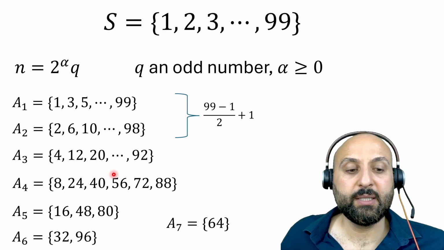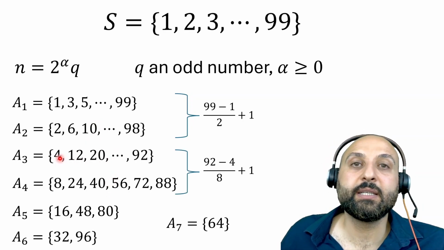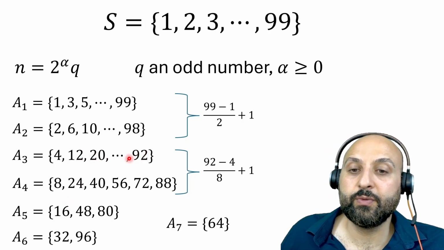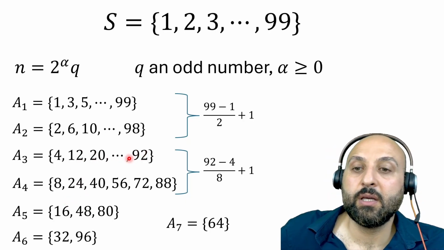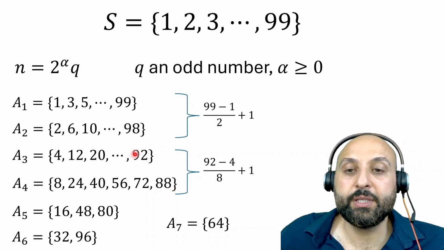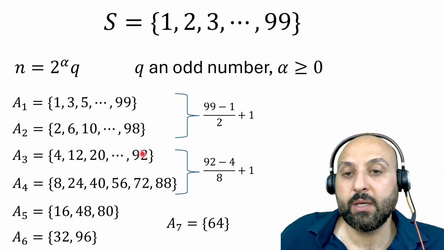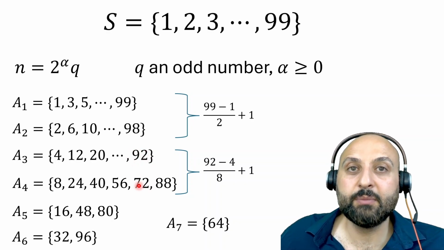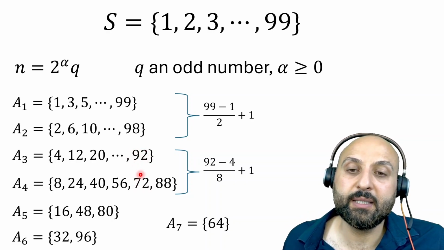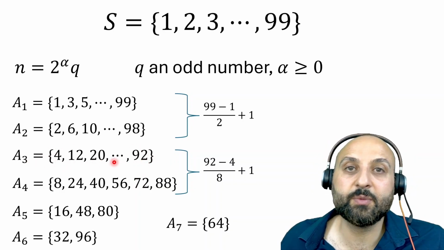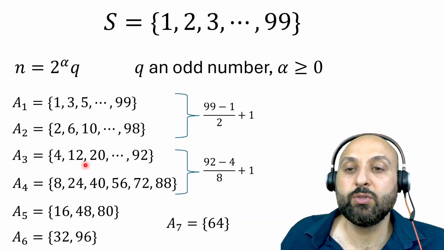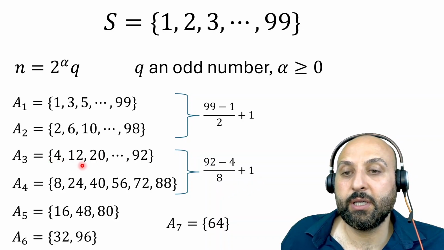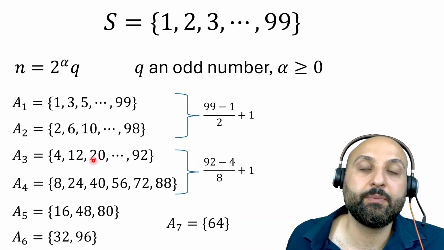From these two subsets, again, I cannot select 4 and 8 together. I cannot select 12 and 24. And then it goes further. For example, I cannot select 44 and 88 and all the other numbers that are listed here. Okay. So between these two subsets, the maximum number of elements that I can select is actually equal to the size of this subset, which will be (92 minus 4) divided by 8 plus 1, because these are increasing by a gap of 8.